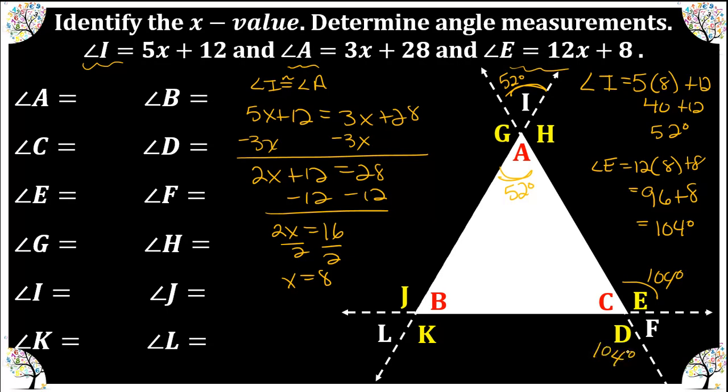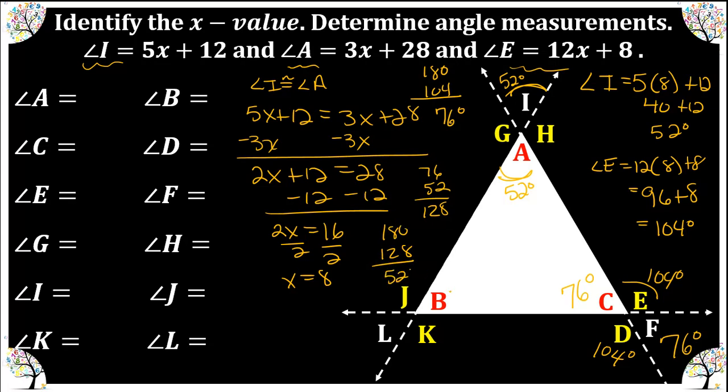And D is 104. Now we can get C because we know C and E are supplementary. So I can subtract 104 from 180. That's going to be 76 degrees. And then we know F is 76. We can get B because we know 52 and 76 added together and subtracted from 180 will be angle B. So we have 76 and 52. And then we're going to subtract that from the 180 of our triangle. And we get 52. So L is 52.